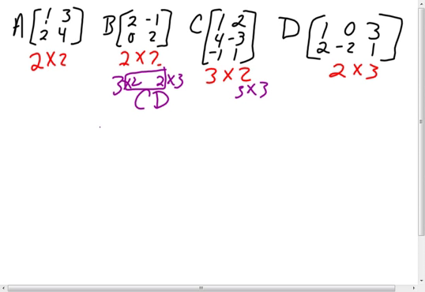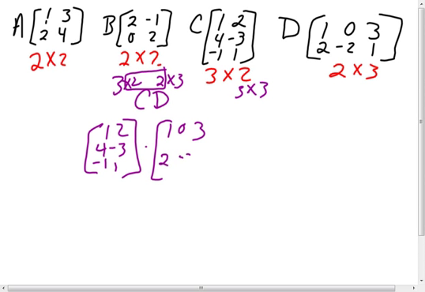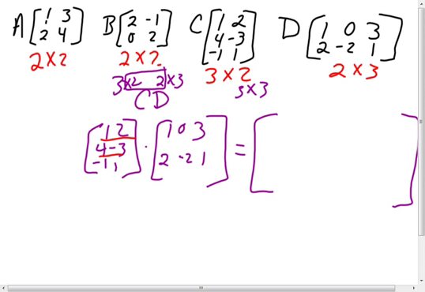So for the last one, C is 1, 2, 4, negative 3, negative 1, 1. And then D is 1, 0, 3, 2, negative 2, 1. So we multiply these out. The rows of the first one, so we use the rows of C, and we use the columns of D. So let's write those out. The first place would be 1 times 1 plus 2 times 2. So that's 1 plus 4, so that's 5.